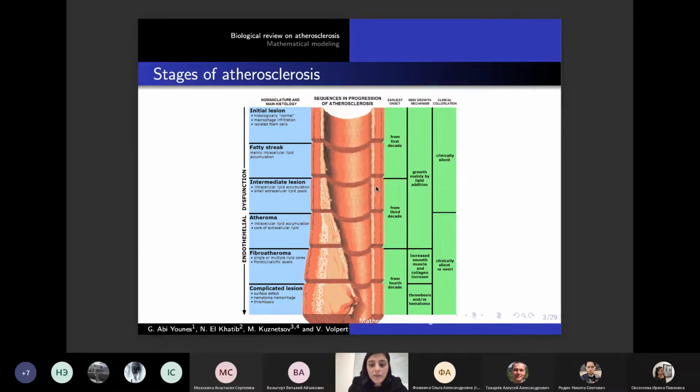Here we have the development, the progression of atherosclerosis. When we say fatty streaks, we are in the early lesions. Sometimes fatty streaks are reversible, so we do not call them plaques. Starting from atheroma, when we start having this dark yellow, if we can call it like that, from this stage we start to have a plaque. And this plaque becomes dangerous in the future.